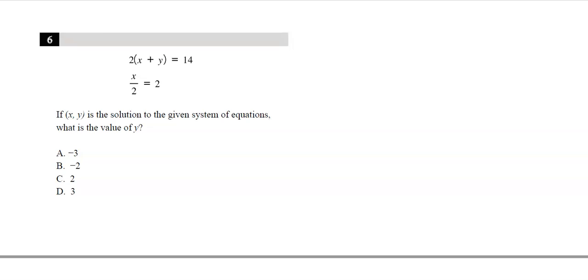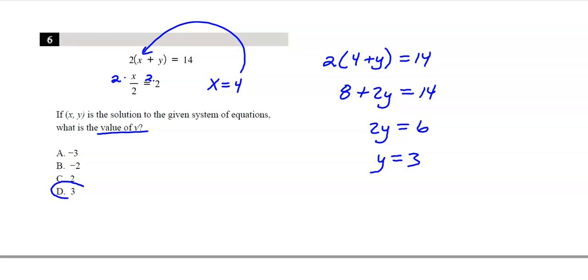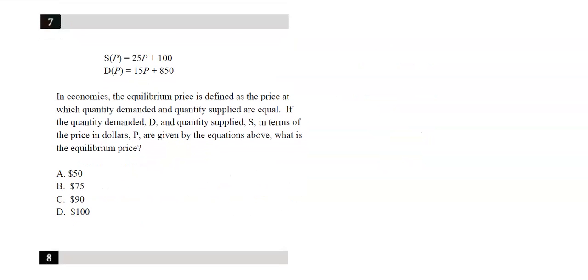This one, number 6. I'm going to clear out this fraction on the bottom. I'm going to times both pieces by 2. So I'm going to get x equals 4. And now why don't we just substitute? So 2 times 4 plus y is 14. That's 8 plus 2y is 14. That's 2y equals 6. Y equals 3. They want the value of y, so we are done. Moving right along, number 7.